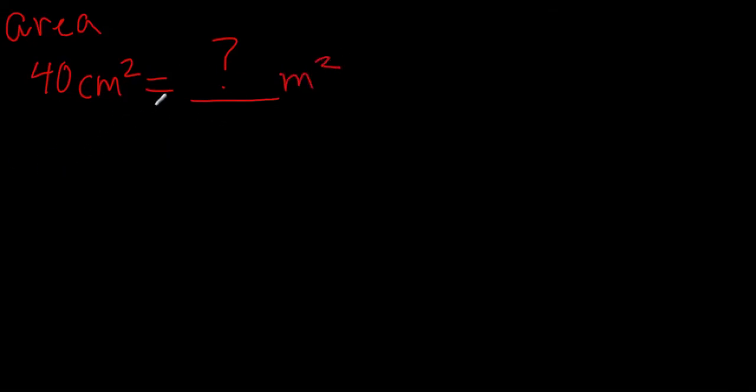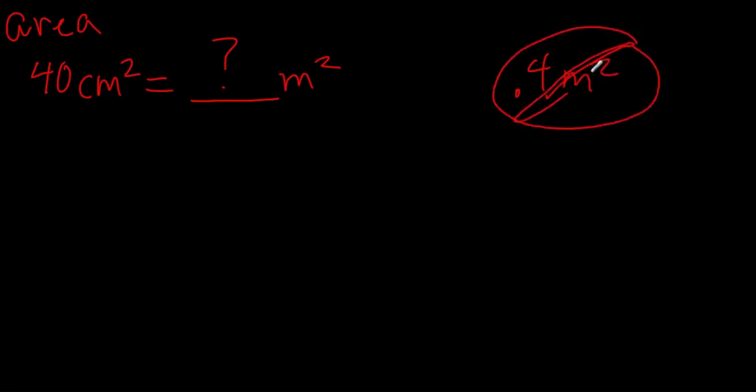Okay. What a lot of people do is they're going to move their decimal 2 places to the left, and they're going to get 0.4 square meters. Wrong. Because this is an area conversion. Area, remember, is equal to the length times the width. So this becomes a much more complex conversion than just a simple length, because it's got 2 dimensions involved.